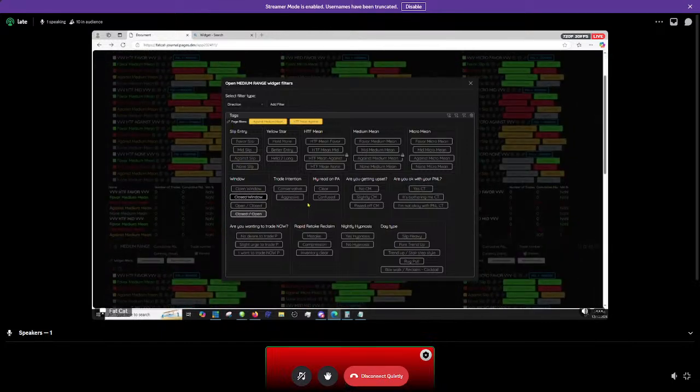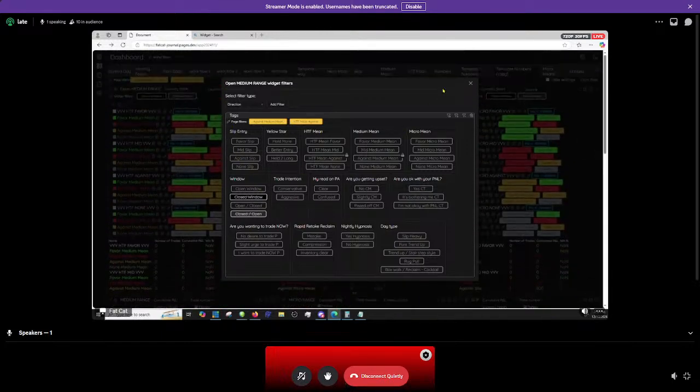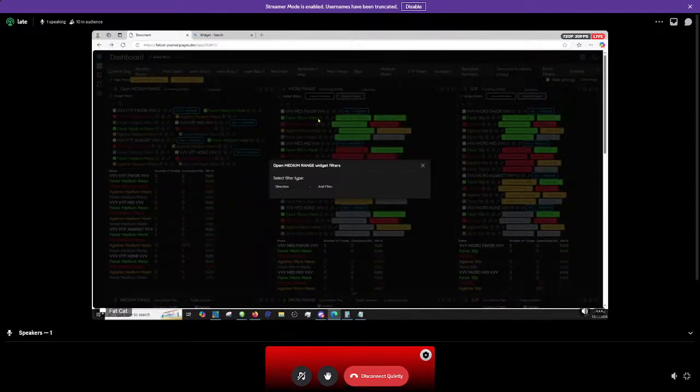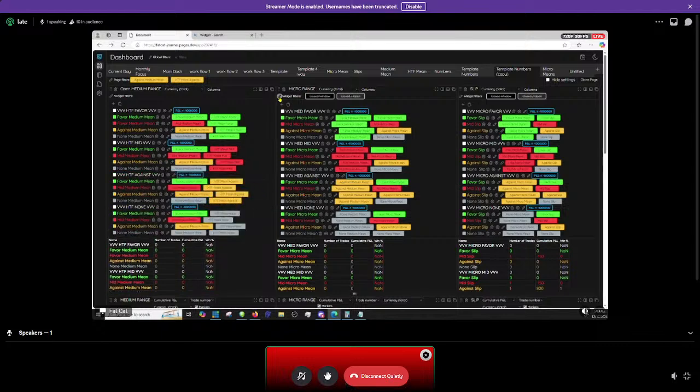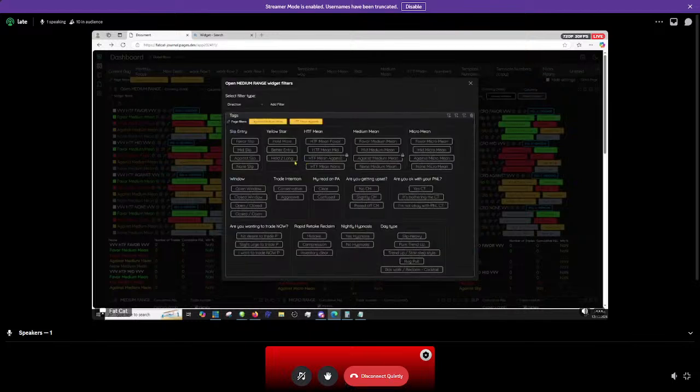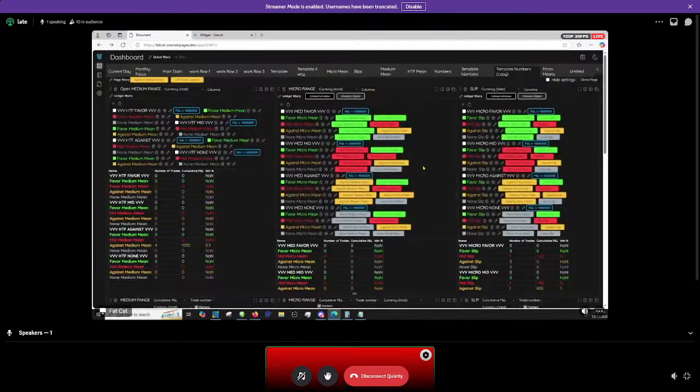Oh, it doesn't have them on. Okay. Yeah, now it does. Oh, these are open window tags. My bad. We'll leave that on there. These are open windows up top.